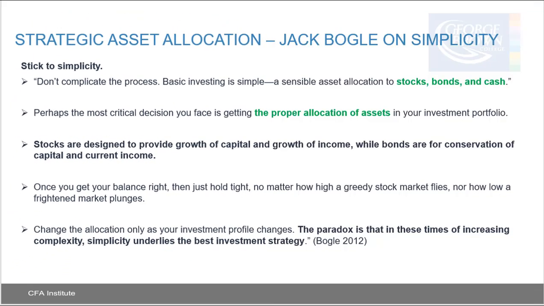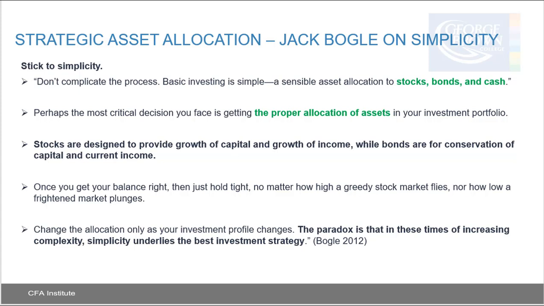So again, understanding the return and risk, or risk and return characteristics of the different asset classes is really important when you start building a portfolio and making an asset allocation decision. So here's some quotes from Jack Bogle on strategic asset allocation, and his whole message is about simplicity. Stick to simplicity. So he says, don't complicate the process.